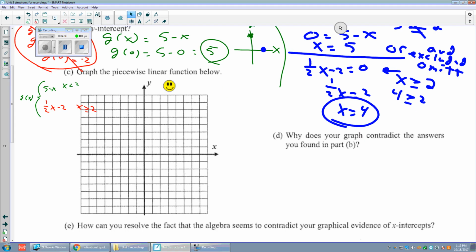Part C says graph the piecewise function below. So I have the piecewise function here, and I have to graph it here. Well, how do I graph it? X is less than 2. Okay, visualize this. X is less than 2. There's the x equals 2 line. Now, you don't draw that. Just visualize it.